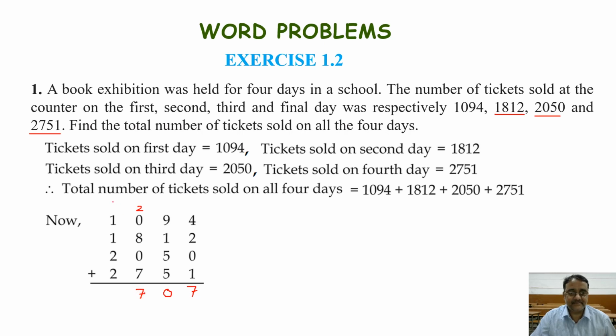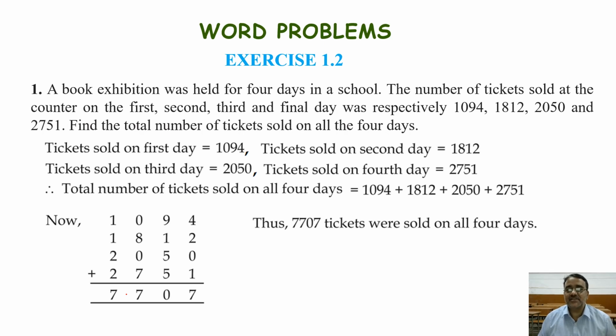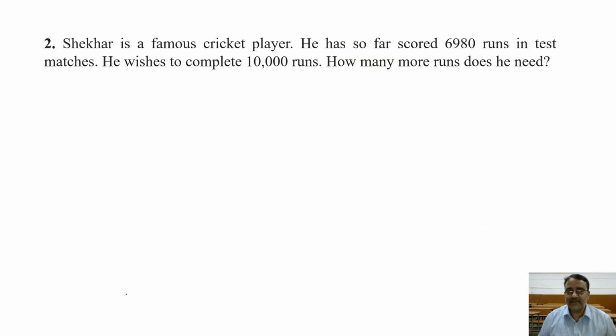So 1 carry. 3, 4, 7. So we are getting 7,707. Okay, so this is the final answer. The 7,707 tickets were sold on all 4 days. Now we'll move toward next question.